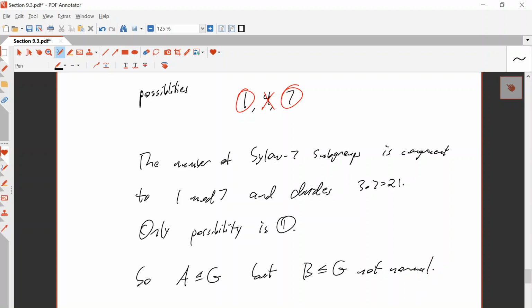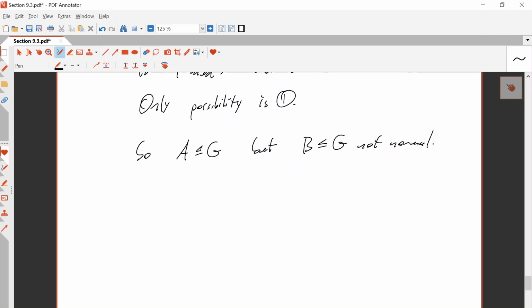Okay. So A is a normal subgroup of G, and B, the Sylow 3 subgroup, is not normal. And there's going to be 7 Sylow 3 subgroups. Okay? All right.